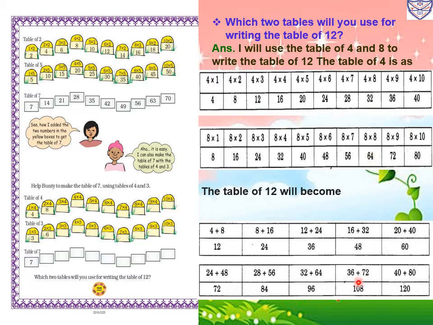Now 12 nines are 108. For that we will add 36 and 72. So we will get 108. Now 12 tens are 120. So for that we will add 40 and 80. So we will get 120. So this way we will make table of 12.